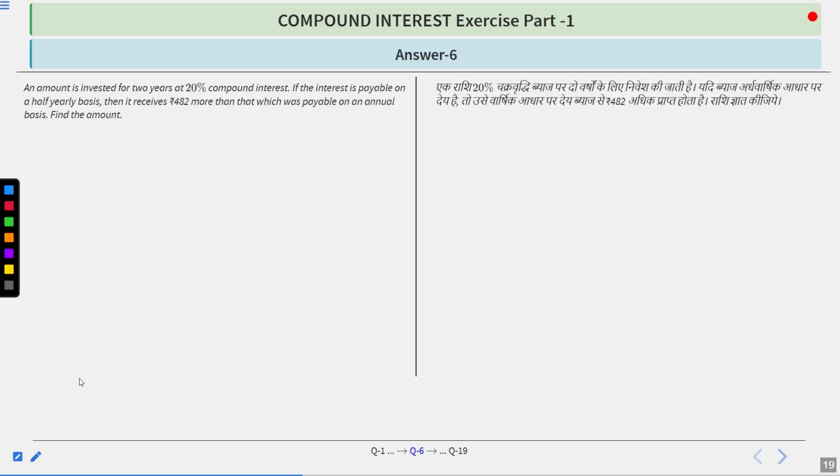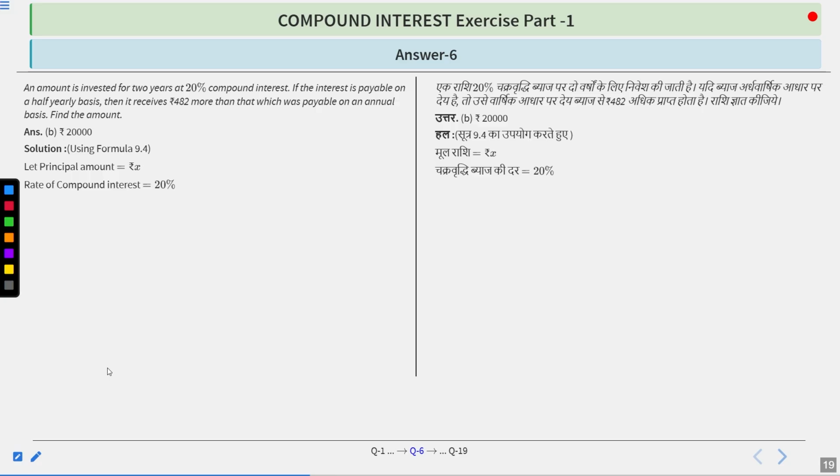We were given that the amount is invested for 2 years at 20% compound interest, and if it is payable on a half yearly basis, then it receives rupees 482 more than when it was payable on an annual basis. We have to find the amount. The answer to this question is rupees 20,000, and we are going to use formula 9.4 to solve this question. Now let's have a look at the solution. Let the principal amount be rupees X. The rate of compound interest was 20%.